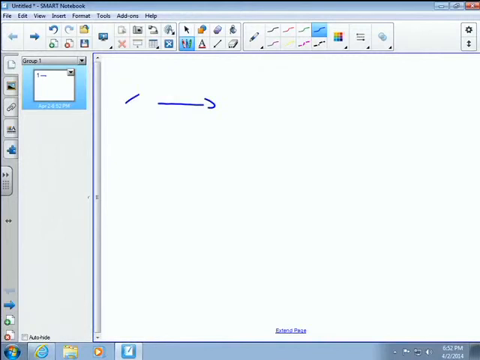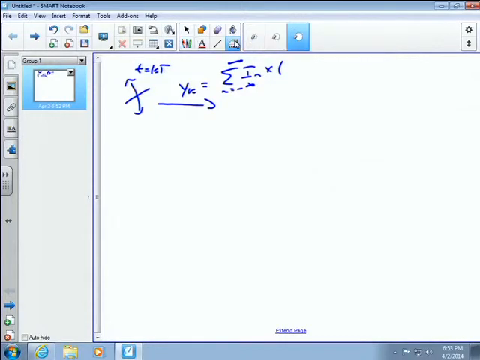So after the sampling, right? So what do we have? We have y of k. What's y of k equal to? It's equal to the sum over n equals minus infinity to infinity of I of n, x of k minus n, plus v of k.